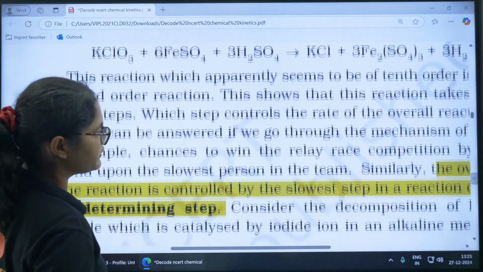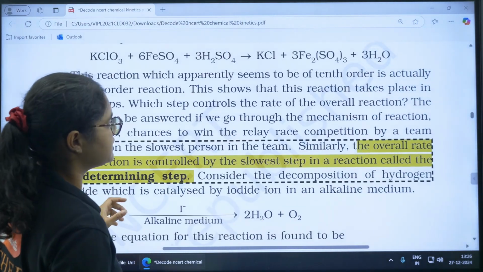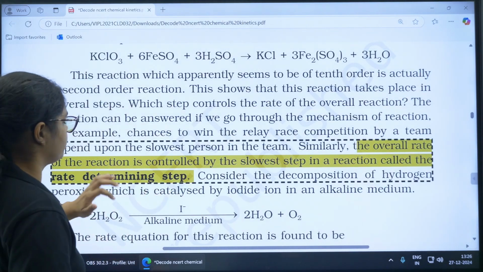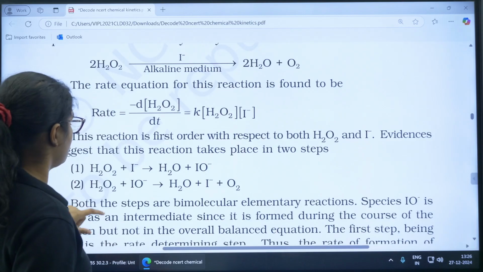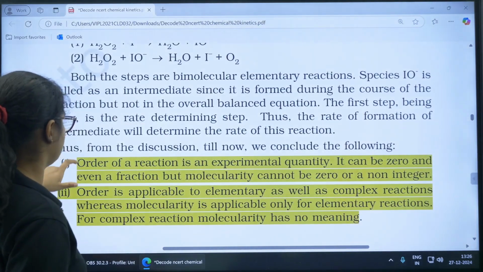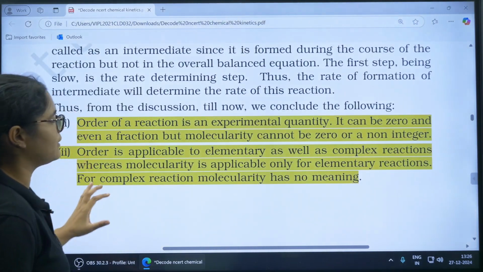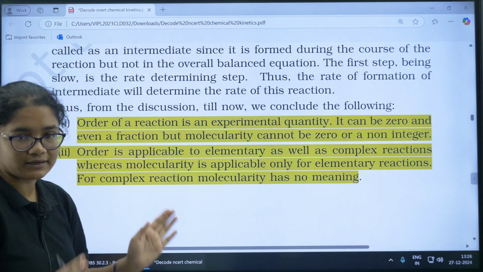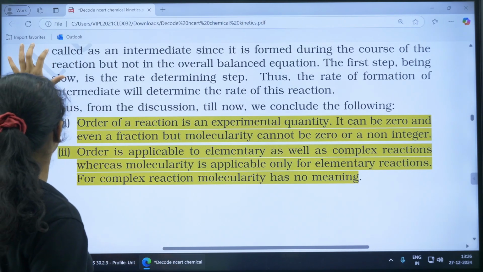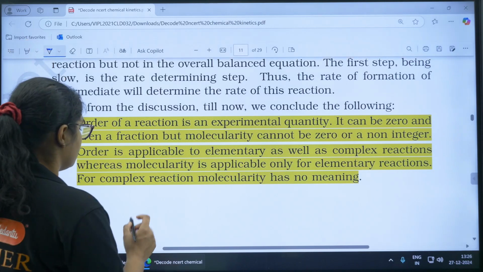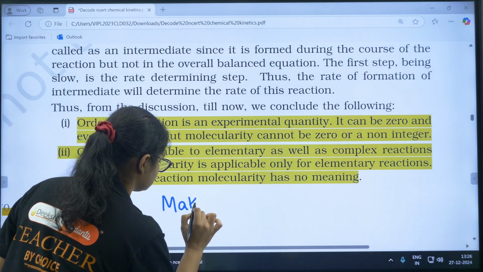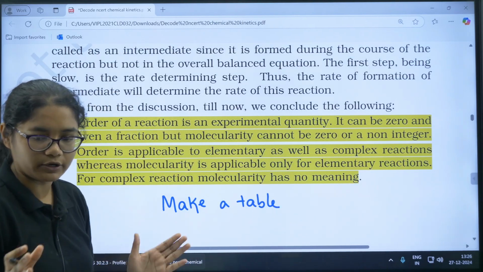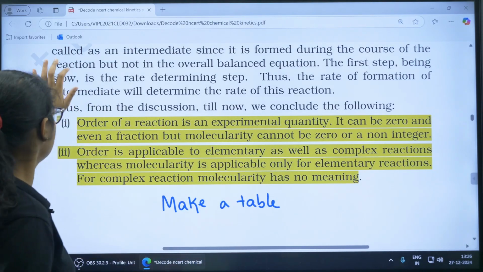Fine. Next we move towards what is called the rate determining step. This is important, you should know the definition here. After that, moving forward, you can find the difference between order and molecularity. Three points are given, so my recommendation is to read this and make a table. After reading these points, make a table for the difference between order and molecularity and write it down so that you can revise it better.